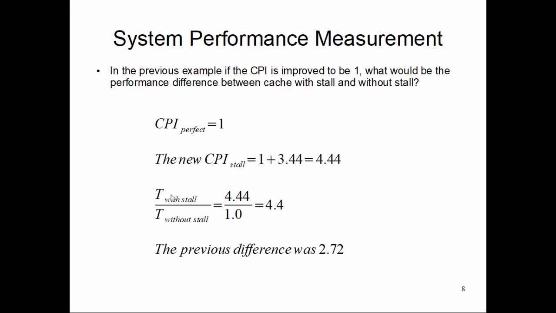Now you see the performance comparison becomes actually 4.4x. That means we improved the CPU, but compared to the perfect machine, and we didn't do anything about the stall, we have more performance difference with the perfect machine. So before, the previous difference was about 2.72x, now it becomes 4.4x.